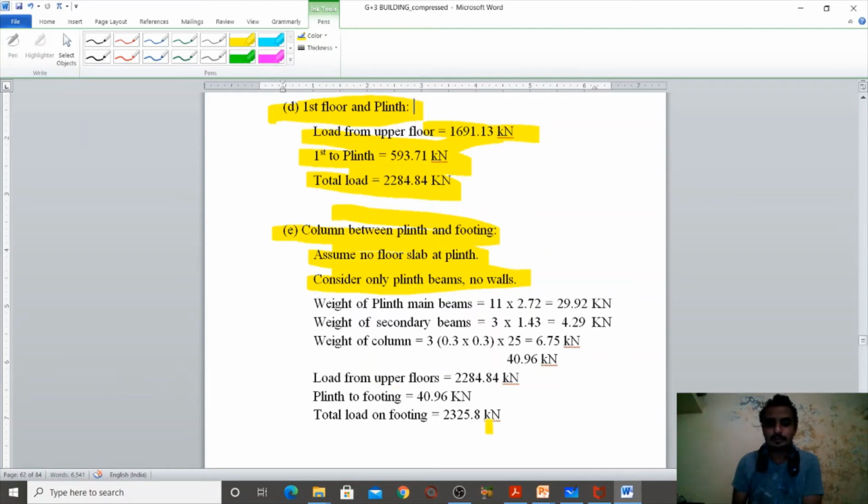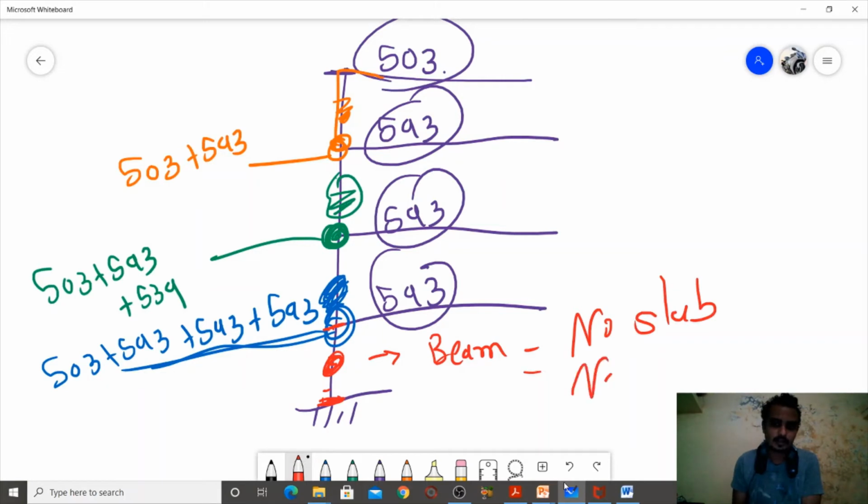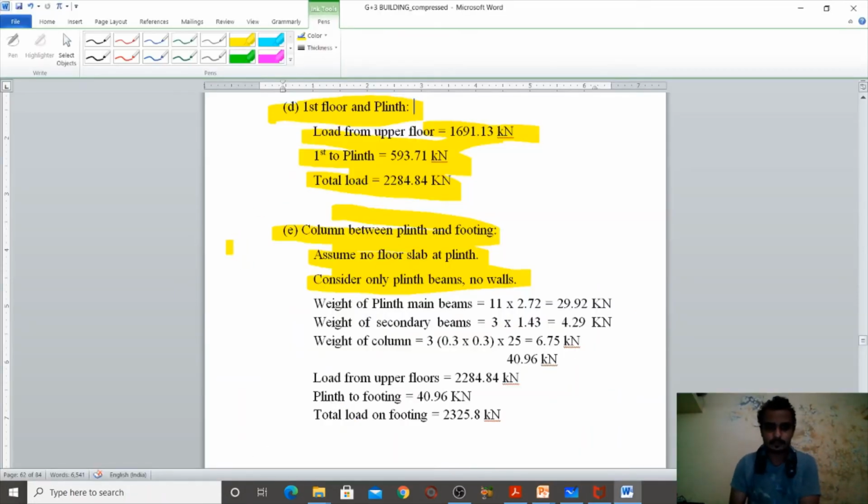Okay, column between plinth and footing. In this figure you can see here is the plinth and here is a footing. At this point we have only beam, no slab, no wall. We assume this for plinth to footing.